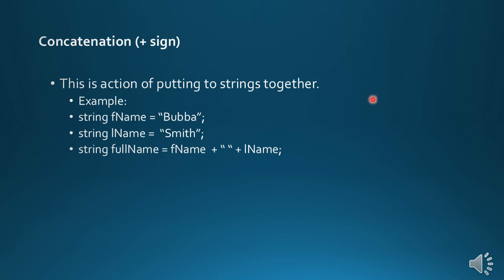Concatenation is the action of putting two or more strings together. So for instance here, you can see we're putting Bubba in the F name variable, Smith in the L name variable, and so we're going to actually build a full name. So we're going to do F name plus quote space quote L name. The quote space quote is actually going to put the space between the names. If we needed to separate them with a dash, it would be quote dash quote. Or if we needed to separate them with a comma, it would be quote comma quote. So concatenation using the plus sign is how we build strings in Java.